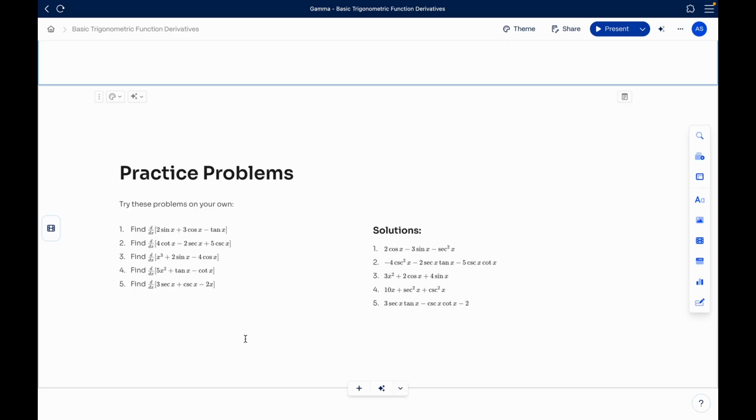Then the third one is d by dx of x cubed plus 2 sine of x minus 4 cosine of x. The fourth one is d by dx of 5x squared plus tan x minus cotangent of x. And the fifth and final one is d by dx of 3 secant of x plus cosecant of x minus 2x. And all of the solutions are on the right if you want to check your answers. I'll probably start doing this for all the future videos, including the solutions right there, so you don't have to search it up or just try and double guess yourself.